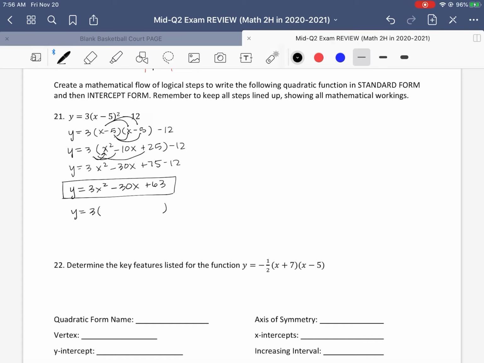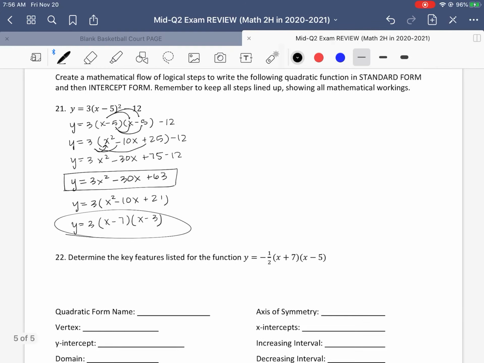And then if we factor it, we always start by pulling out a greatest common factor. All of those values are divisible by 3. So we get x squared minus 10x plus 21. Y is equal to 3, x minus 7, x minus 3. This is our intercept form, and we're done.